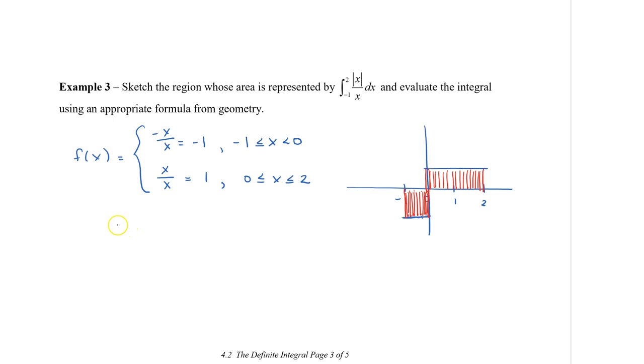So calculating my area, I can say that the integral is equal to, so the first one has a base of 1 times the height of -1. And my second rectangle has a base of 2 times the height of 1. So -1 plus 2, which equals an area of 1, which is the answer to this integral here.